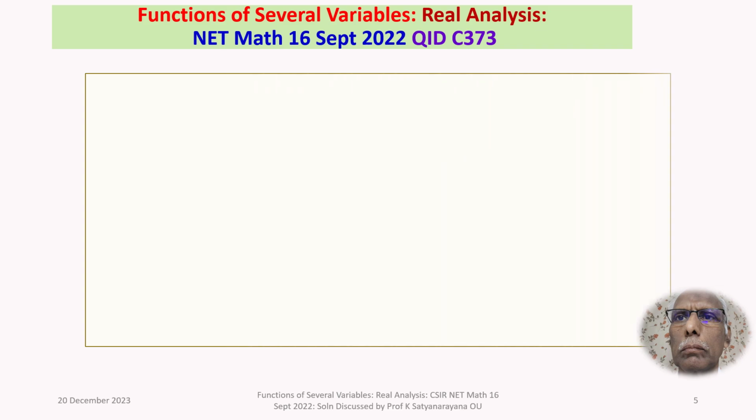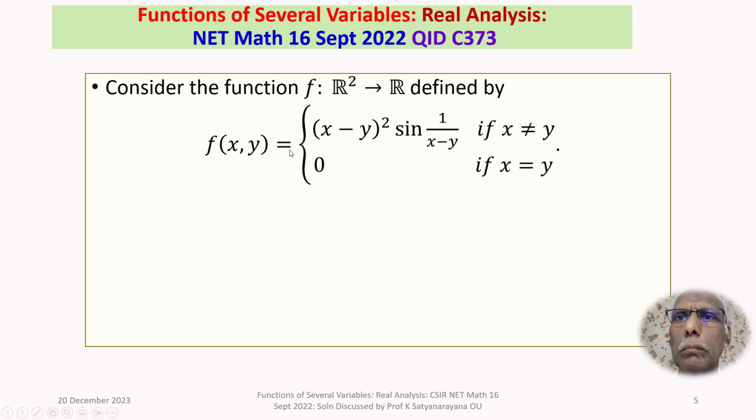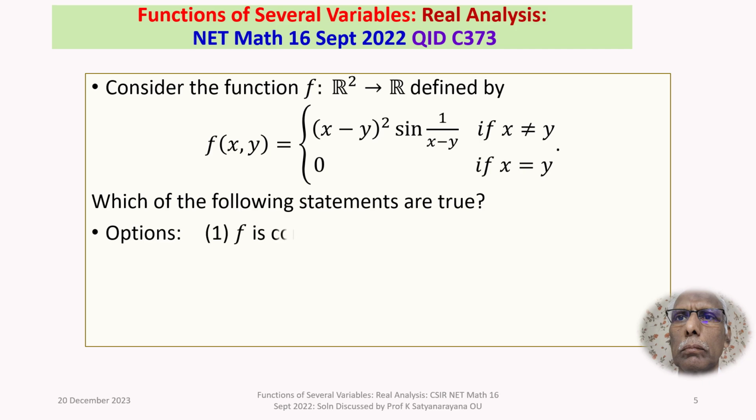The given question is: consider the function f from R square to R defined by f of x comma y is equal to (x minus y) whole square into sine of 1 by (x minus y) if x not equal to y, and is equal to 0 if x is equal to y. Which of the following statements are true? And we are given four options.